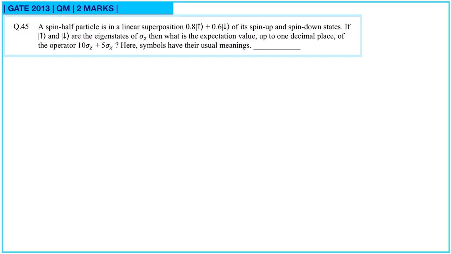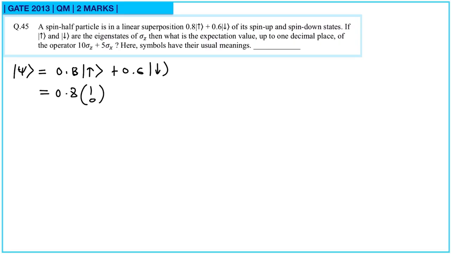Next question. A spin half particle in a linear superposition of 0.8 up state plus 0.6 down state of its spin up and down states. If up and down are the eigenstates of sigma z, then what is the expectation value up to 1 decimal place of the operator 10 sigma z plus 5 sigma x? So psi is equal to 0.8 into up state plus 0.6 into down state. So this is equal to 0.8 times (1, 0) plus 0.6 times (0, 1). So that is (0.8, 0.6).